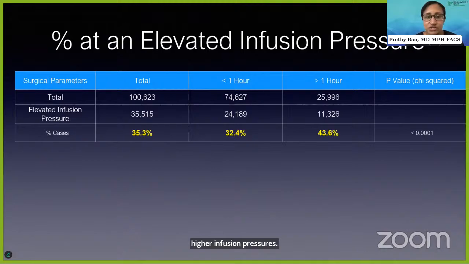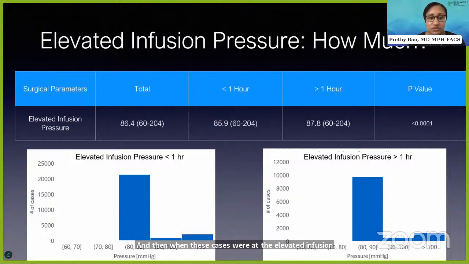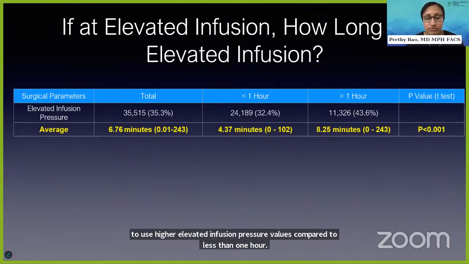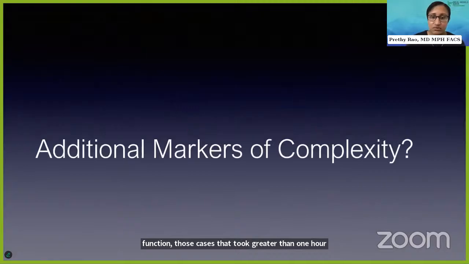Then we wanted to look at the percentage of cases that actually use the elevated infusion pressure function. We found that the percentage of cases using it was higher in cases that took greater than 1 hour compared to those that took less than 1 hour. When cases were at the elevated infusion pressure, we wanted to know the absolute value, and we found that cases greater than 1 hour tend to use higher elevated infusion pressure values. Those cases also spent twice as long at the elevated infusion pressure function as those that took less than 1 hour.